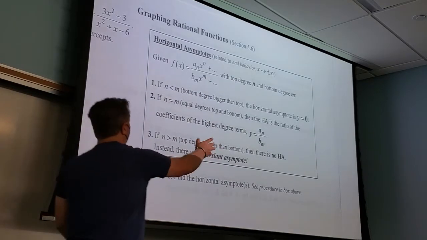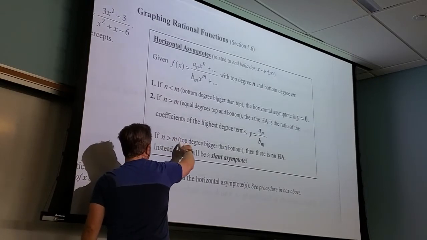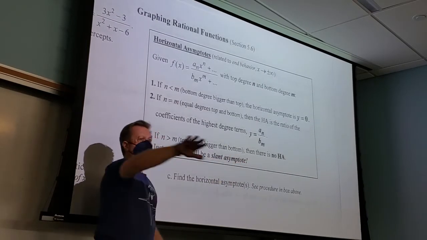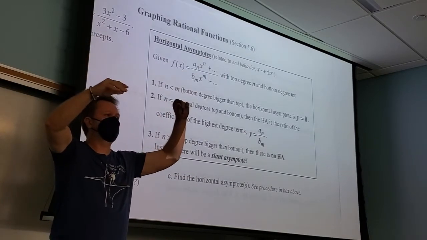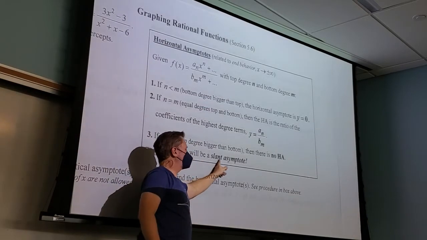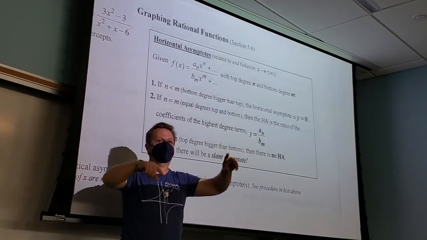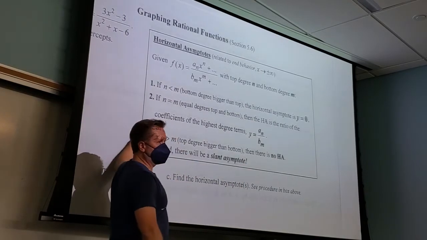The one we didn't talk about yet is if the top degree is bigger than the bottom, there is no horizontal asymptote. It's going to go to infinity. If the top is growing faster than the bottom, it's going to get bigger, bigger, bigger. Now, it creates something called the slant asymptote, which we will talk about later, not quite yet. So that's why I haven't done this one yet.